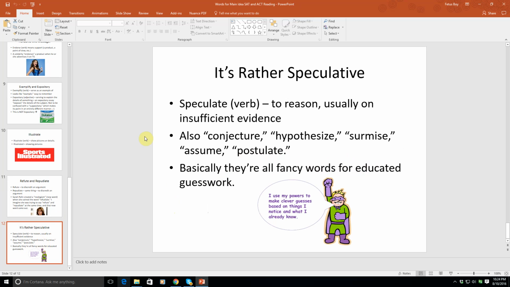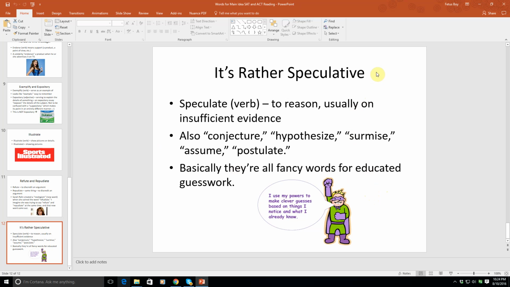And then speculative. To speculate is to reason, usually on insufficient evidence, which can also be expressed as conjecture, hypothesize, surmise, assume, postulate. Basically, they're all fancy words for educated guesswork. That I've seen this, I think this is true, or as our little superhero says here, I use my powers to make clever guesses based on things that I notice and what I already know.